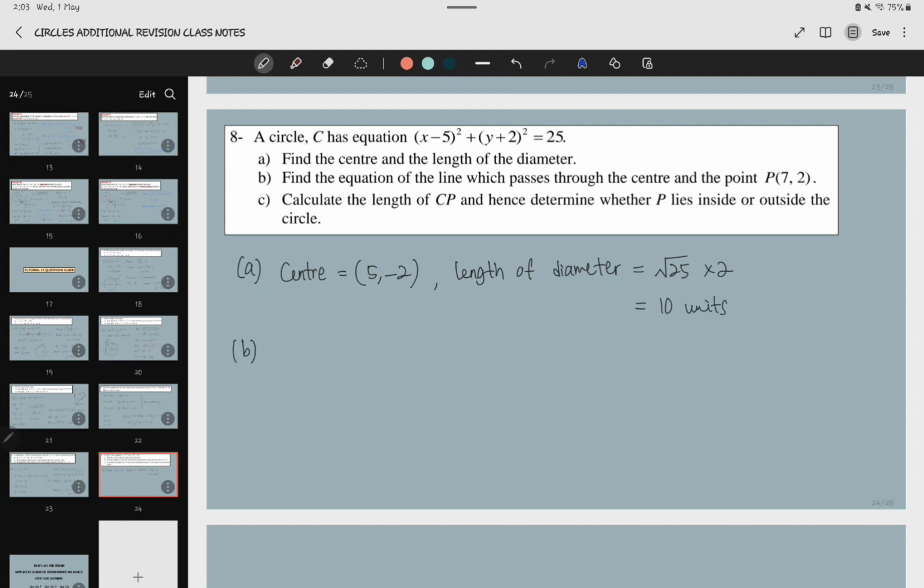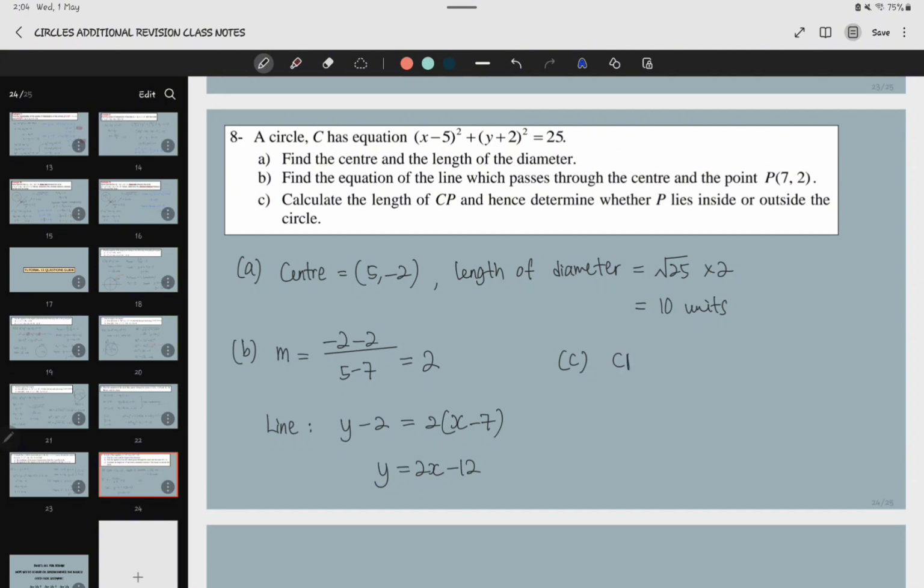Now for B, the equation of the line that passes through the center and the point P (7, 2). So, 2 minus negative 2 over 7 minus 5, you get 2. This is the gradient of P and your center. So the line that passes through P and the center will be y minus 2, we take point P, equals 2 times (x minus 7). So y equals 2x minus 12. This is your answer.